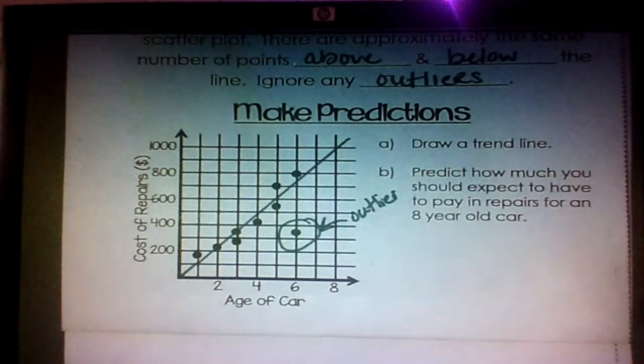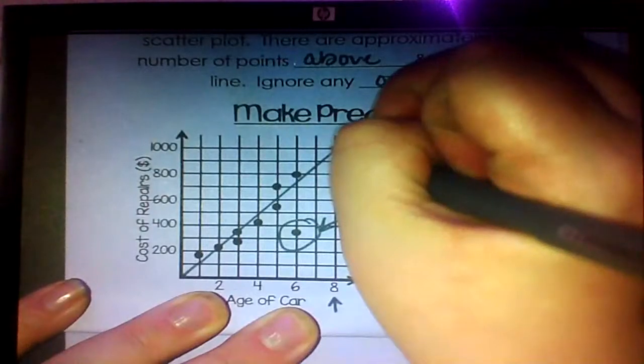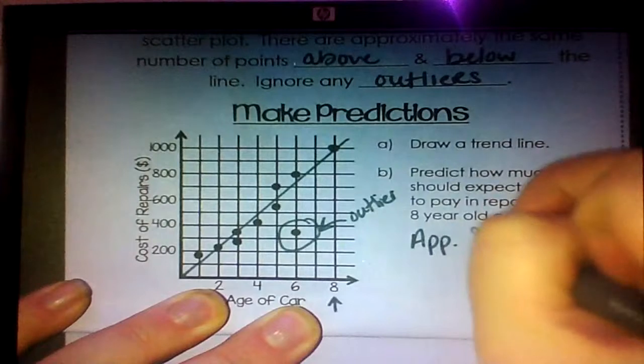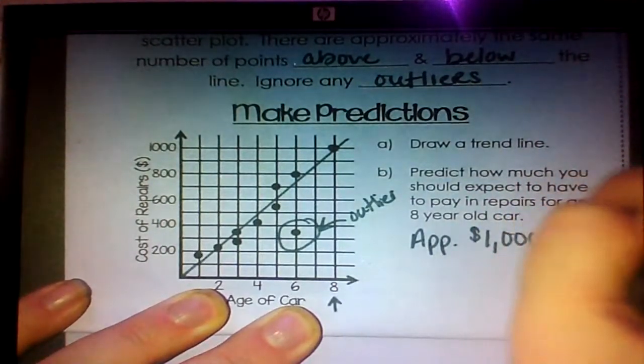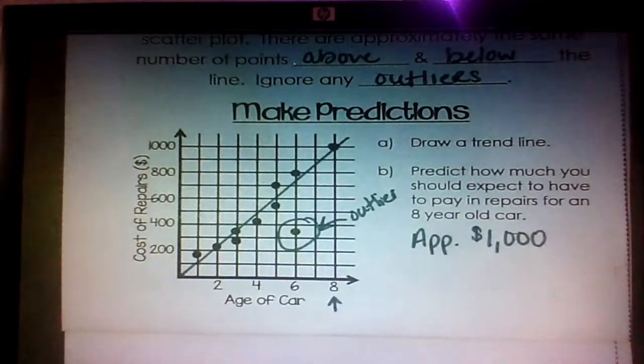Okay. Now that you have a trend line, they want to know how much you should expect to pay in repairs if you have an 8-year-old car. $1,000. Okay, about $1,000. So at 8 years, approximately $1,000. I mean, think about it. The more you run your car, the more you're going to spend to fix it, because the more miles you have on it, the more wear and tear you have.